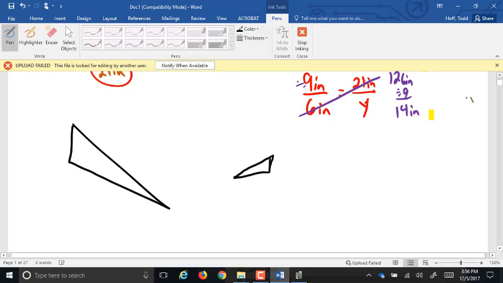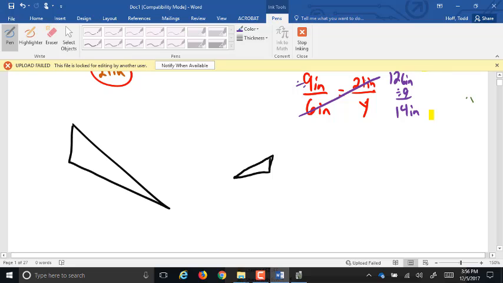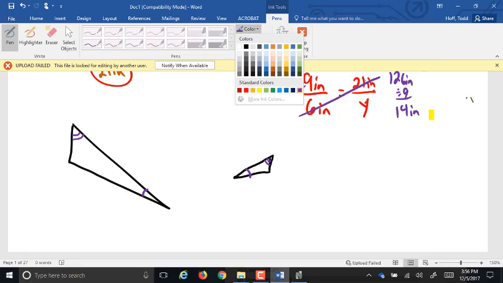These are similar triangles. I guess I should prove that they're similar triangles. Let's say I tell you that this angle and this angle are the same, and this angle here and this angle up here are the same. So if we've got two angles, we know the third angle must be the same. So these are similar triangles.